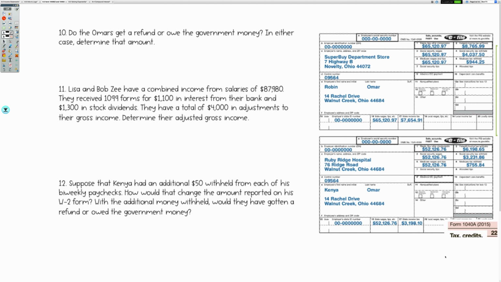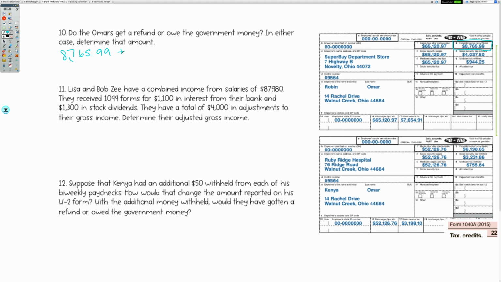So I have to figure out how much they have paid in federal taxes already. That is on their W-2. So how much did Robin already pay in federal income tax? 8,000. Yep. 87,659. Round at the end.